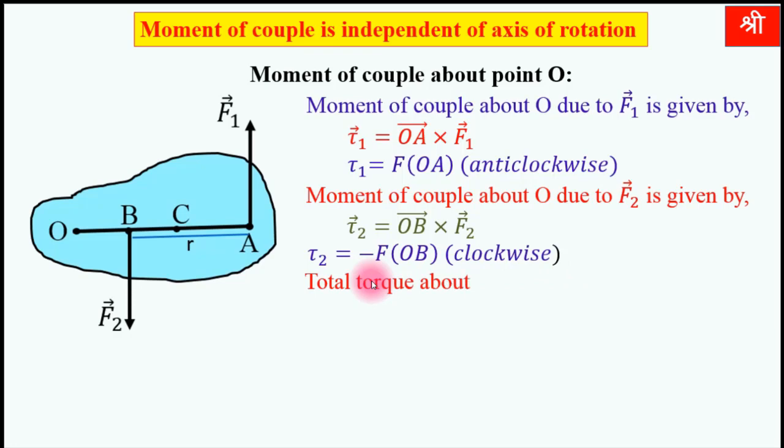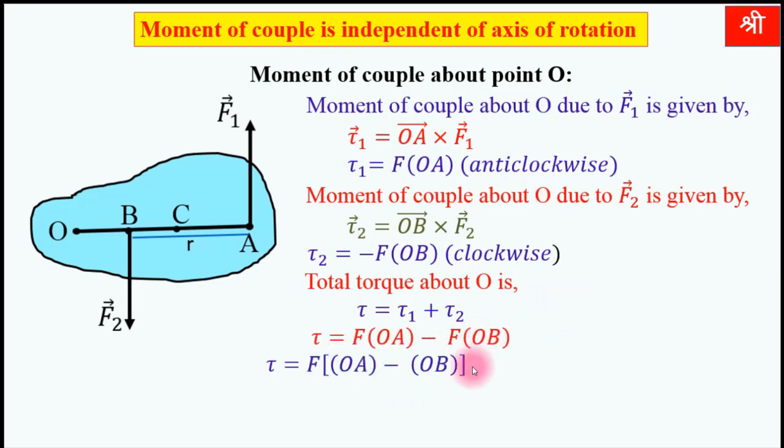Therefore, total torque about O is sum of these two torques, tau 1 plus tau 2. Now put this value of tau 1, that is F into OA, and tau 2 is minus F into OB. So we get this next step. Now here F is common. So in bracket we get tau equal to F in bracket OA minus OB. Now this total distance OA minus this OB, we get this BA. Therefore we get F into BA.